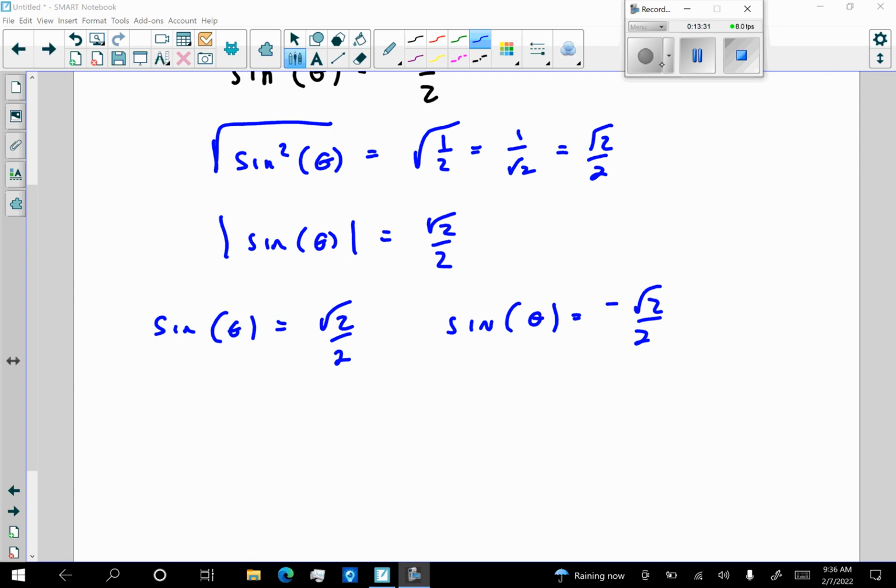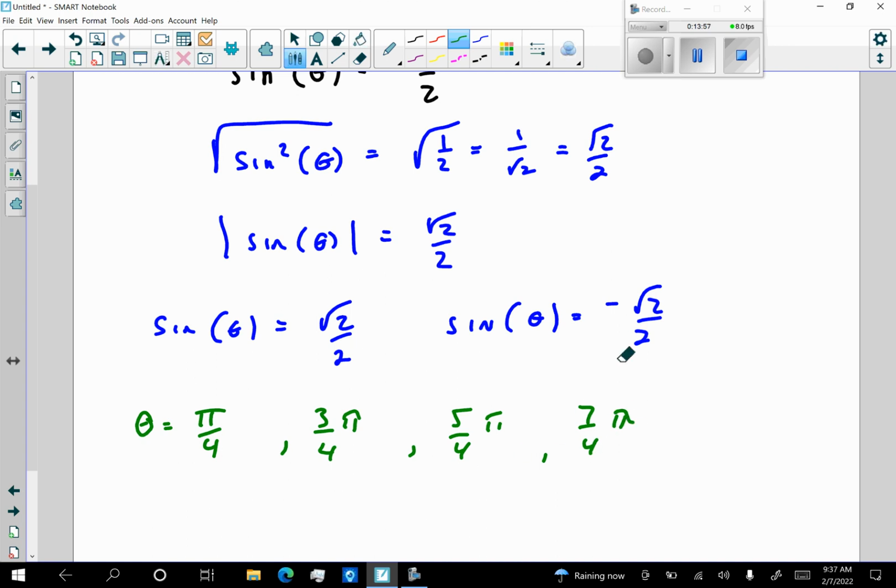Look at my unit circle and find the angles such that the terminating points of y is square root of 2 over 2. And we know that those angles are theta is equal to pi over 4, 3/4 pi, 5/4 pi, and 7/4 pi. The sine of the last two angles will be negative square root of 2 over 2. The sine of the first two angles will be square root of 2 over 2.